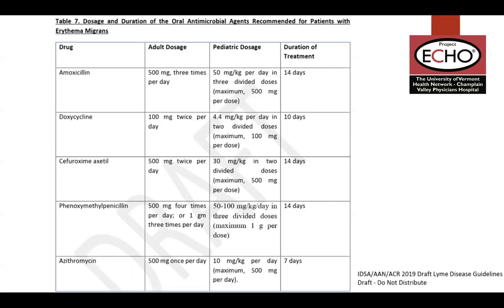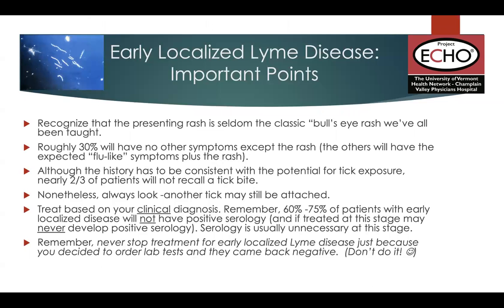And so with that, again, we're talking about early stage Lyme here, early localized disease. First, you got to realize that what we all were taught, the bullseye rash, is not the most common thing you see. You see that flat red rash that sometimes gets misdiagnosed as cellulitis. About 30% will have no other symptoms except the rash. Others may have the flu-like symptoms. In fact, it's the opposite. Actually, I've got that wrong. Only about 30% will have the flu-like symptoms. The rest will just have the rash.